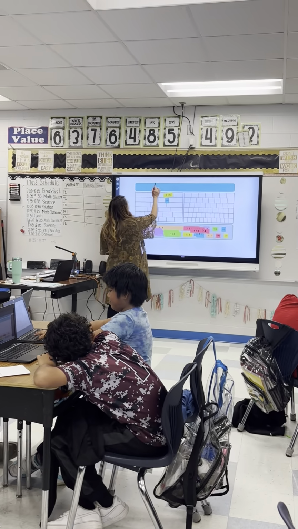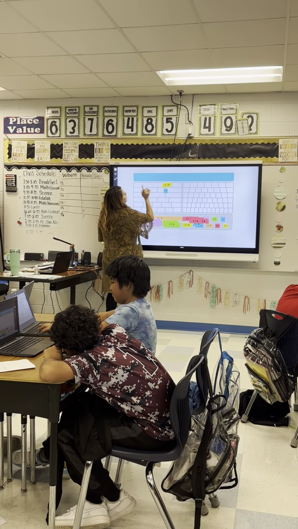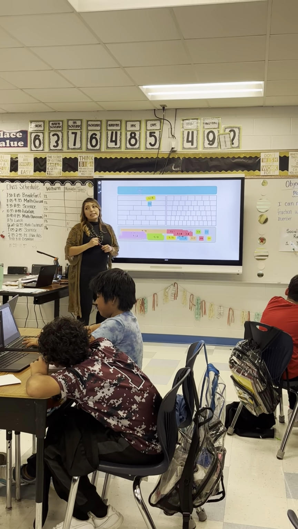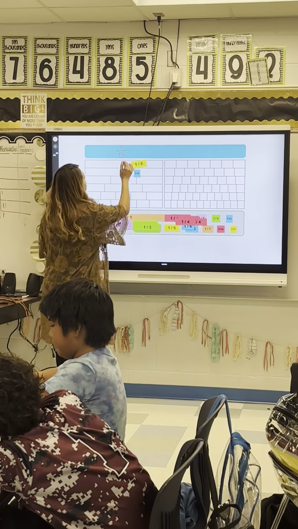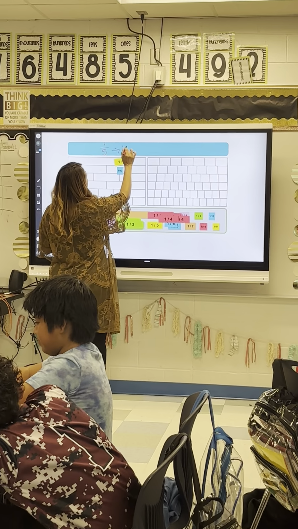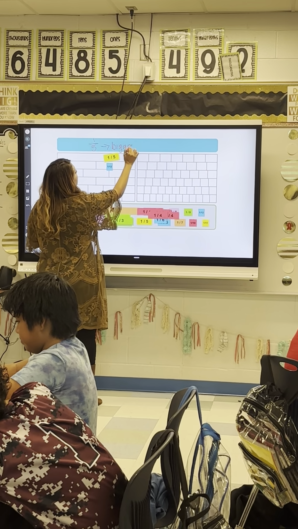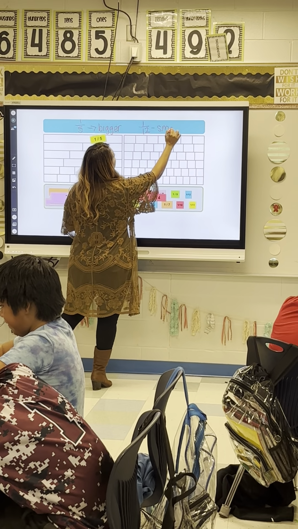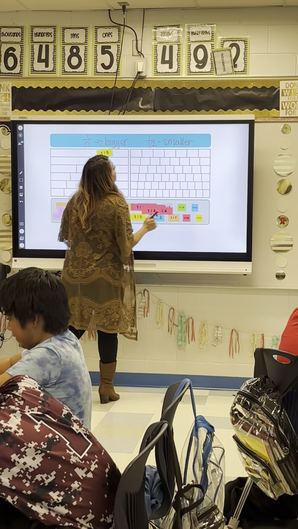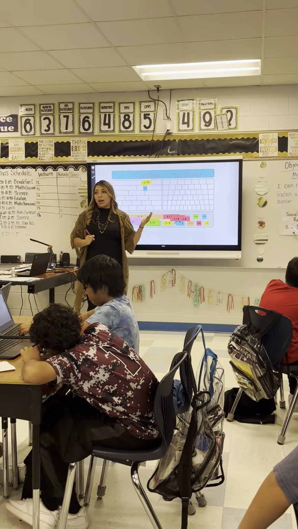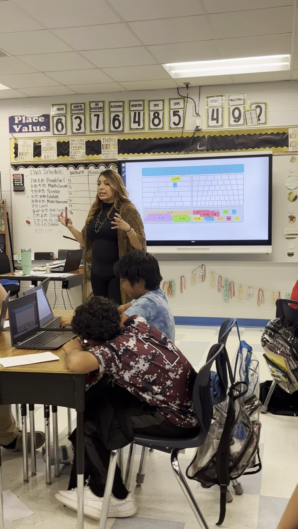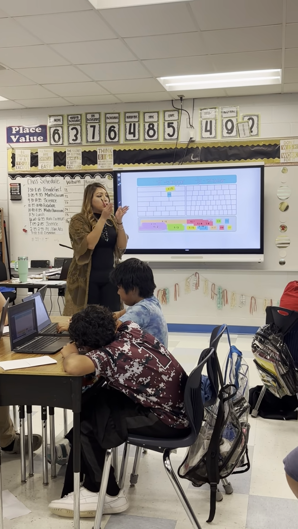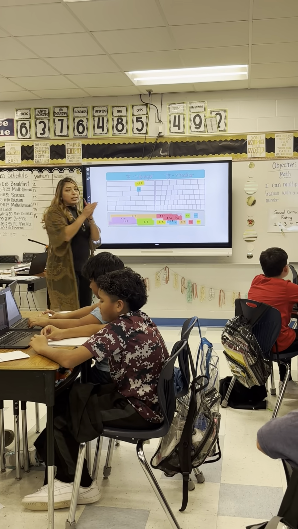So I'll do the first one. The one with the smaller denominator is bigger. And the one with the larger denominator is smaller. I want you to understand that just because it has a larger denominator does not mean that it's a larger piece of that fraction. It means they're smaller pieces. Does everyone understand?